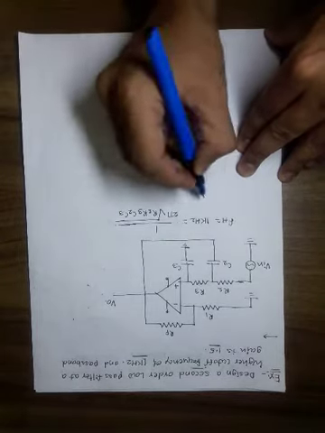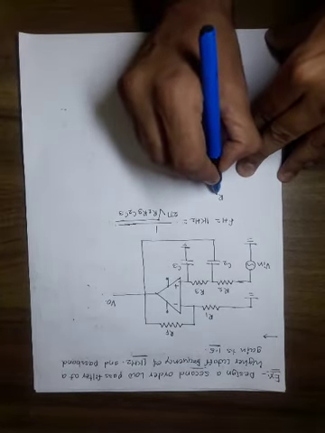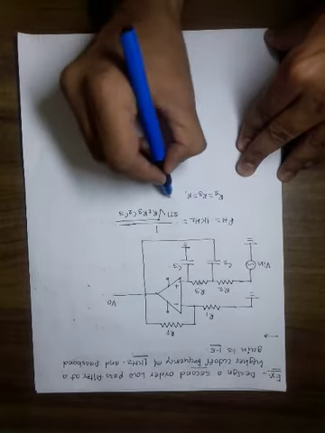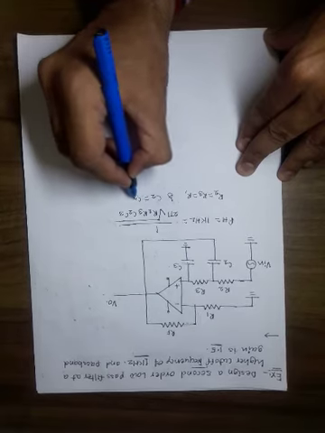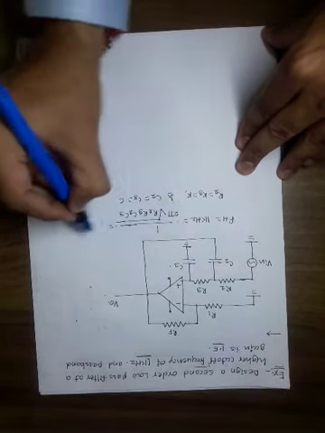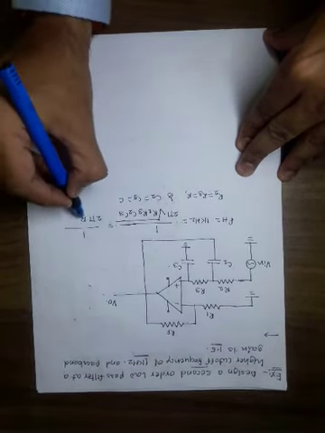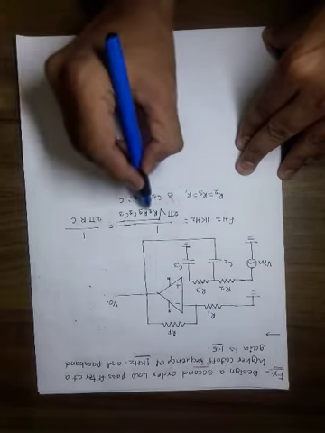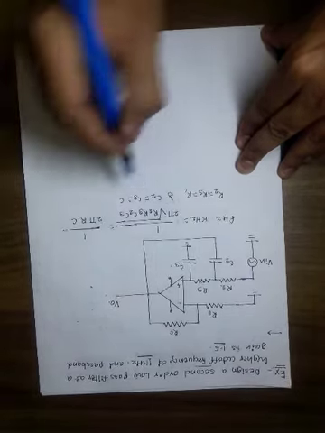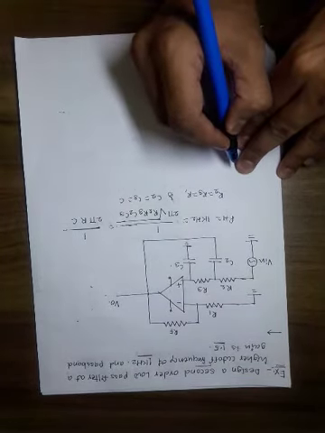Okay. For simplicity, we can use the relation R2 equals R3 equals R, and C2 equals C3 equals C. Substitute here. So this equation becomes 2 pi into 1 upon 2 pi, R square C square, so this formula becomes 1 upon 2 pi RC. FH is given as 1 kilohertz.